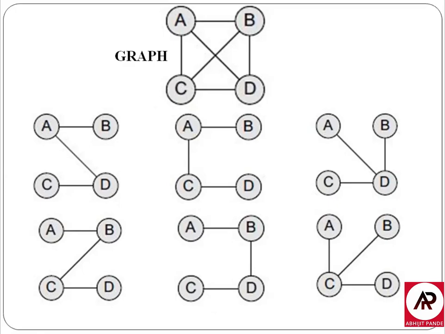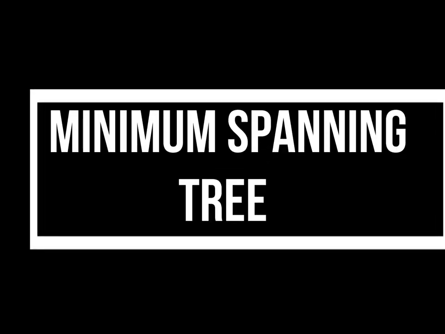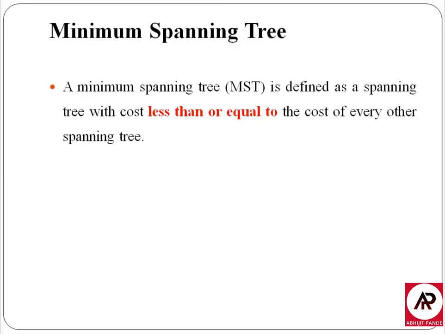Now let's move to the minimum spanning tree. In order to find a minimum spanning tree, the graph must be connected, undirected, and weighted. A weighted graph is a graph in which some weight or cost is assigned to the edges present in the graph. And if the weight is not assigned and still we want to draw a minimum spanning tree, in that case we will consider the weight as a unit weight.